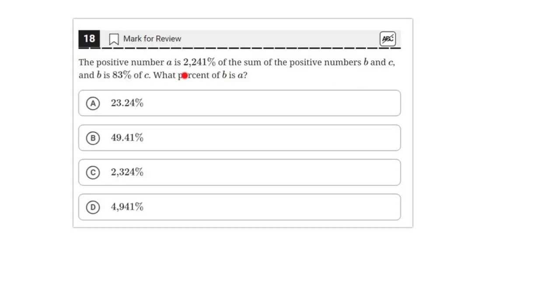The positive number A is 2,241% of the sum of the positive numbers B and C. And B is 83% of C. What percent of B is A?